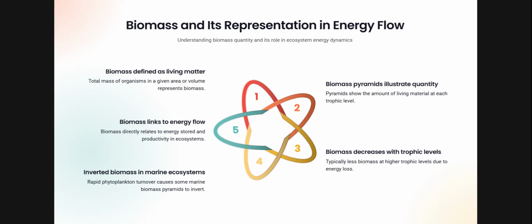Interestingly, in some marine ecosystems, biomass pyramids can appear inverted. This unusual pattern arises because phytoplankton, the primary producers in these environments, reproduce and turn over so rapidly that their biomass at any given moment is lower than that of the consumers above them. Despite this inversion, energy flow still follows the expected direction from producers to consumers, which is interesting.